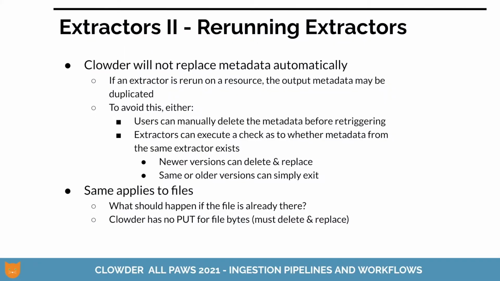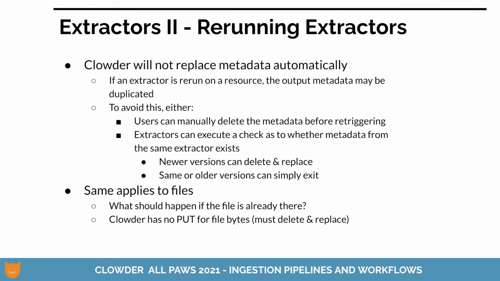Something to think about in general with Rule Checker or with other frameworks is this idea of rerunning extractors. So going back to the idea of deletion, Clowder will not automatically replace metadata even if it's from the same version of the same extractor. By default, if you post it twice, you will get duplicates. So to avoid this, you have two options. Users can manually delete the metadata before retriggering, which is not generally recommended, or extractors can actually check to see whether there is metadata from the same extractor already. They can replace older metadata, but if it's the same or newer, then they can simply end.